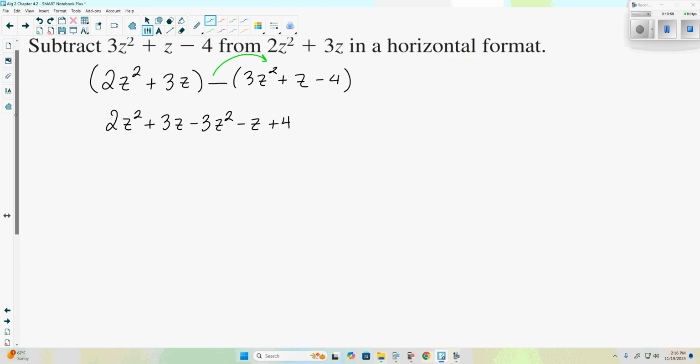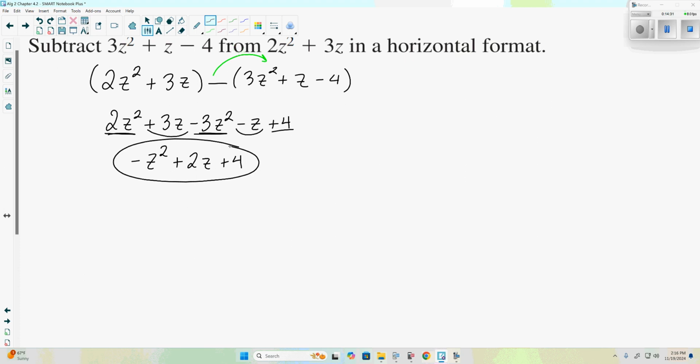And lastly, we're going to combine like terms. Our 2z squared and negative 3z squared. 2 minus 3 is going to be negative 1z squared. Our next set, 3z minus z, is plus 2z plus 4. And that's it.